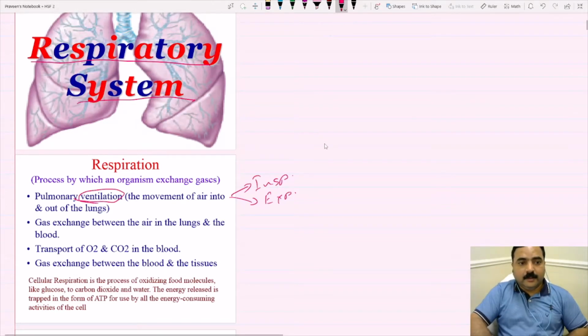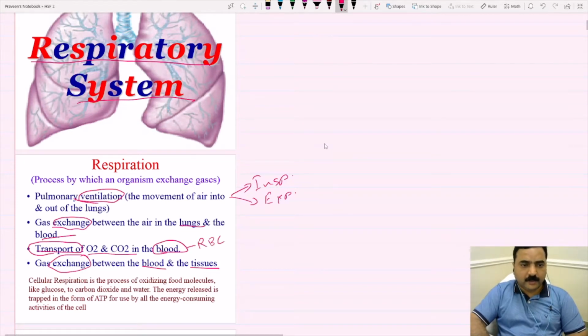Then we have the gas exchange. Two levels of exchange we will study. The first level of exchange is between the lung and the blood, and the second one is between the blood and the tissues. And in between you have to see about the transport of these gases, oxygen and carbon dioxide, in the blood. That's with the help of the RBC and the plasma and the other substances. The blood is transporting the gases. So how is this transport happening?